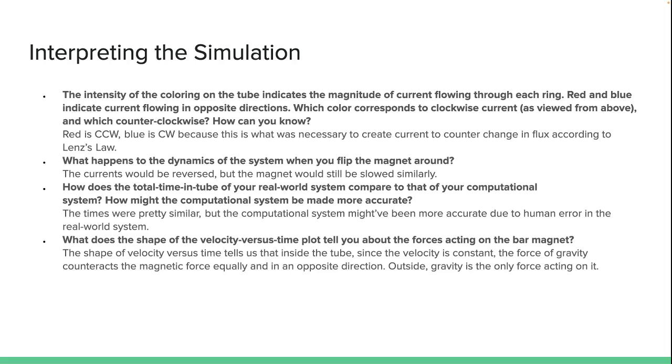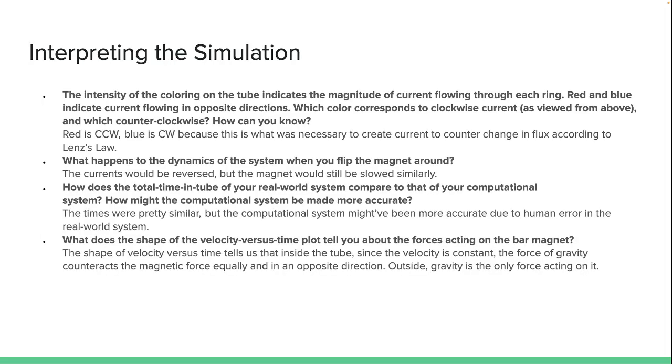So some questions. The intensity of the coloring on the tube indicates the magnitude of current flowing through each ring, and red and blue indicate the current flowing in opposite directions. Which color represents which? So I found that red is counterclockwise, blue is clockwise, because using the right-hand rule, this is what was needed to counteract the change in flux according to Lenz's law.